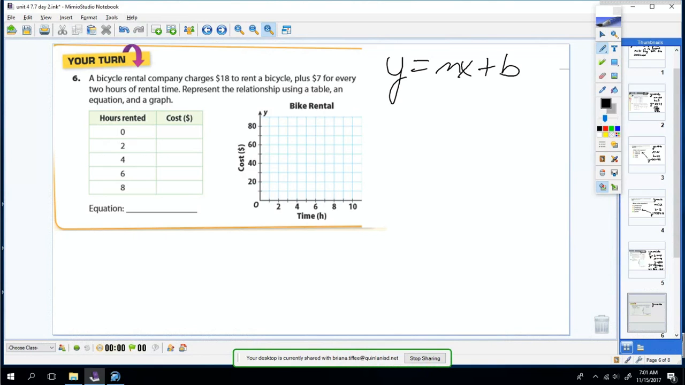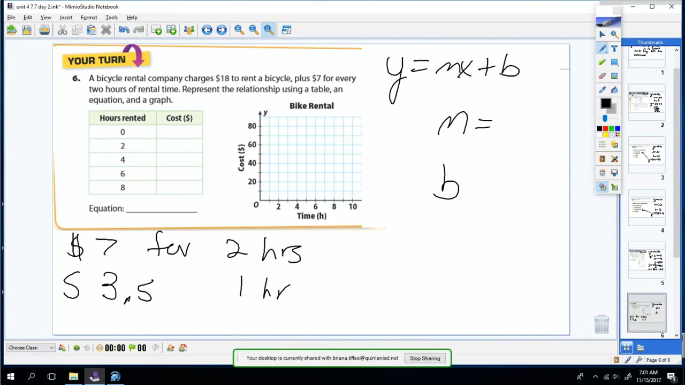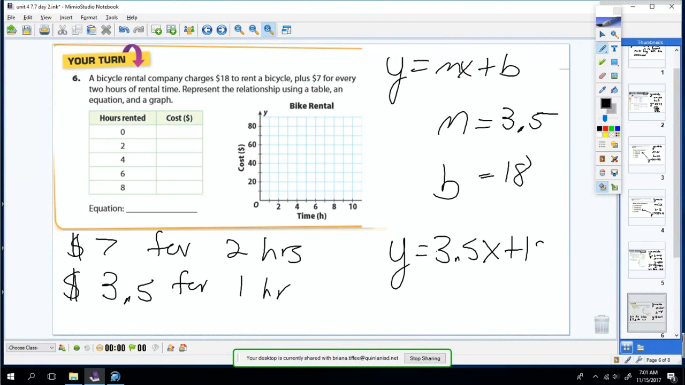Okay. So, we got to find our m, we got to find our b. Our constant is $7 for every 2 hours. Well, we got to figure out what it is for 1 hour. The way you do it, you just divide 7 by 2, which is 3.5. So it's $3.50 for every 1 hour. So my constant is 3.5, and my starting point is $18. So my equation is y is equal to 3.5 times x plus 18.